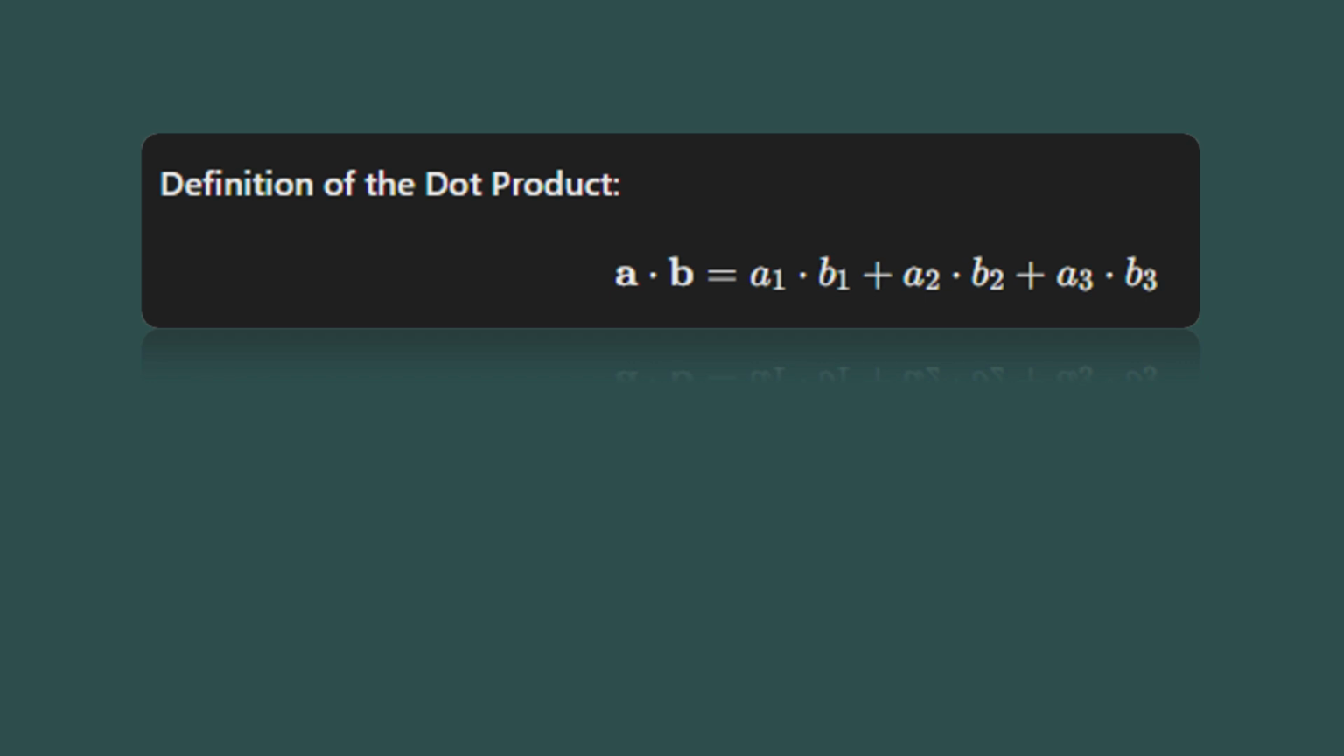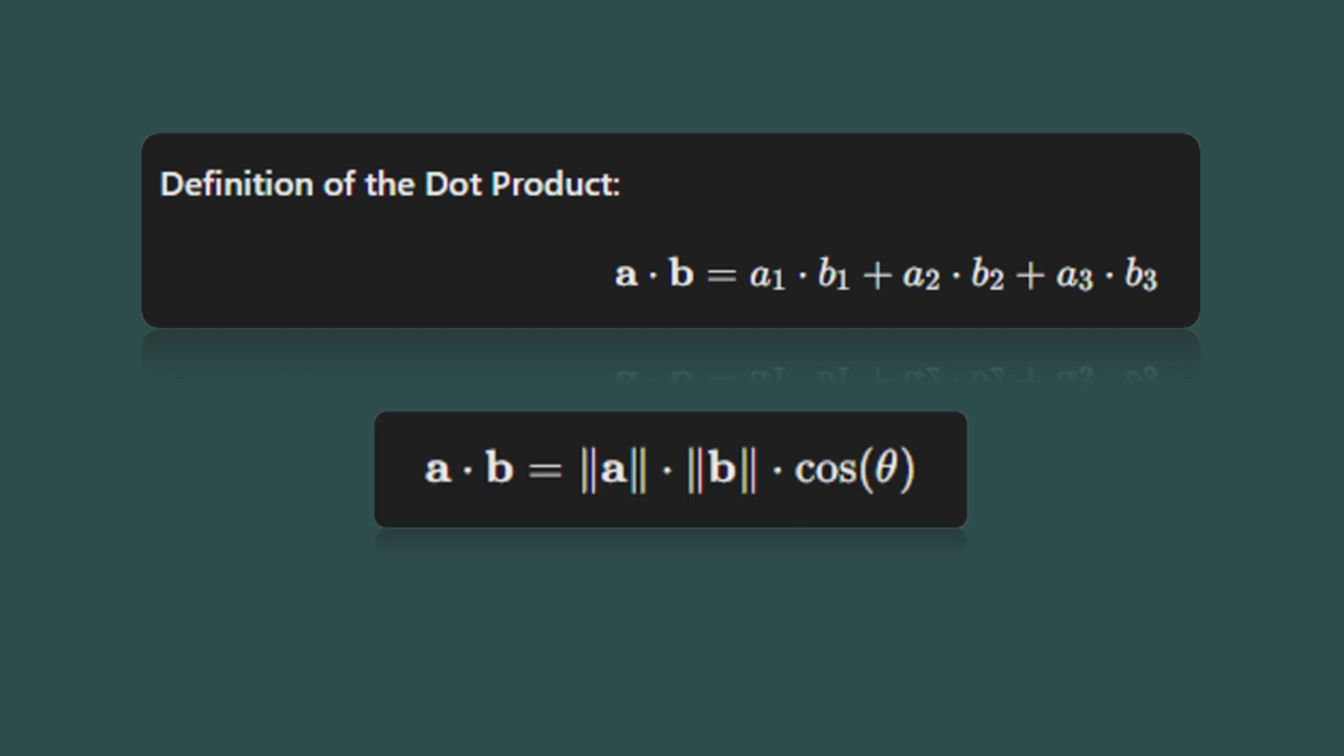But what does the dot product mean geometrically? The dot product measures how much one vector aligns with another. It depends on both the magnitudes of the vectors and the cosine of the angle between them. If the two vectors point in the same direction, the dot product is positive and large. If they point in opposite directions, the dot product is negative. And if they are perpendicular, the dot product is zero. This makes it a powerful tool for understanding similarity, projection, and direction.